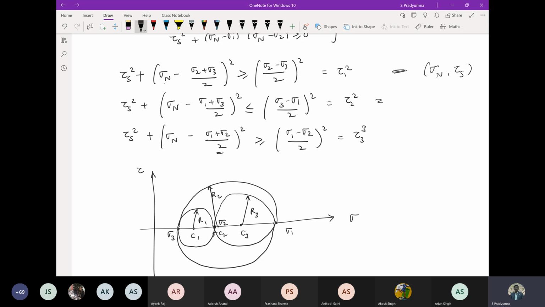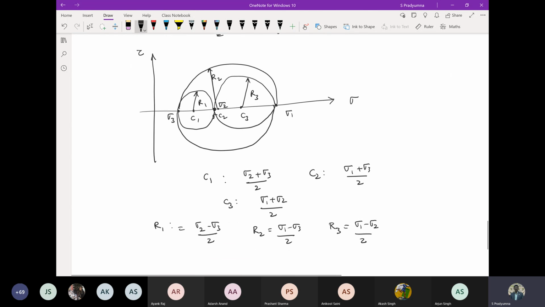The second equation says that any stress (sigma n, tau s) must lie inside or on the circle with radius (sigma 1 minus sigma 3)/2. Correct? Similarly, what I can also say from the third equation is that any point (sigma n, tau s) will be outside the circle of radius (sigma 1 plus sigma 2)/2. So these are my observations from this figure.